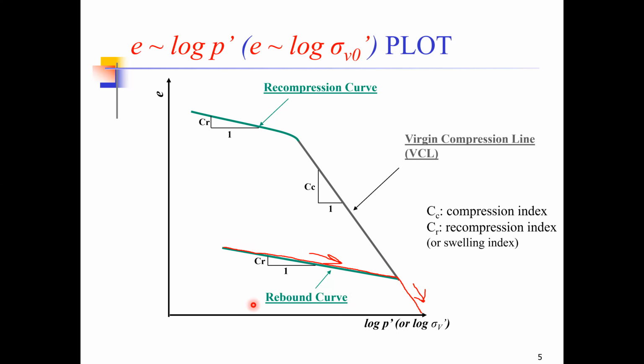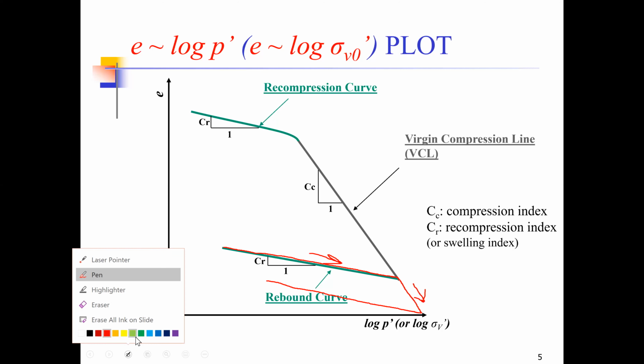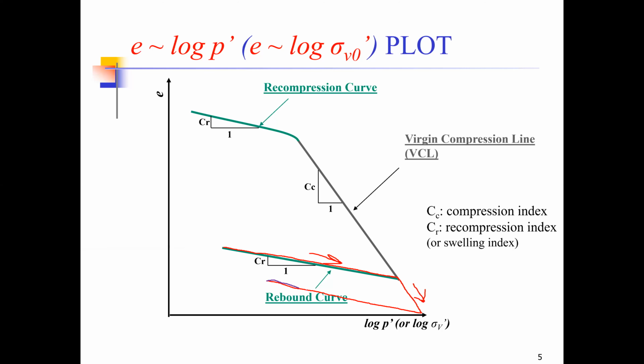Let me just draw it here for your convenience. If I unload the soil from this point, it will follow this path. So this will be the unloading curve. And from this unloading curve, if I start reloading the soil again, my reloading curve from here would again follow the same path and keep going in this direction. So this is the reason.